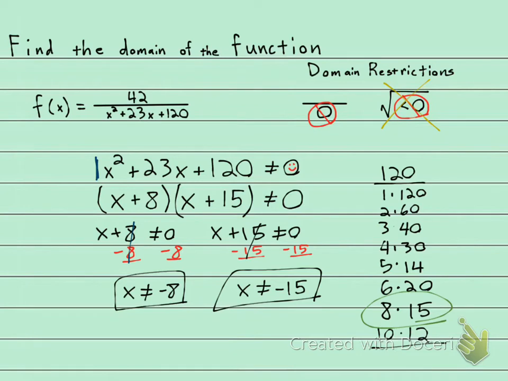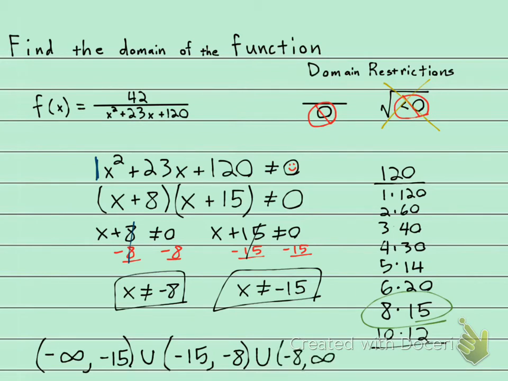And here's what my answer is going to look like in interval notation. So I can plug in any number in the world for x. There's only two numbers that I can't plug in. I can't plug in a negative 8 or a negative 15. So my interval notation is going to be everything from negative infinity all the way to negative 15. It's not going to include negative 15. It picks up right on the other side of negative 15 to negative 8. Not going to include negative 8. Picks up on the other side of negative 8 and goes all the way to infinity. So this is it in interval notation.